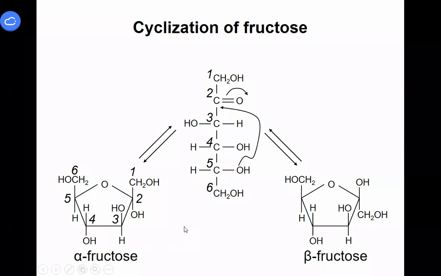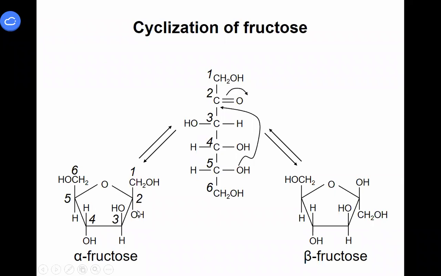But you should be able to look at a Haworth projection and tell me, is that an alpha sugar or a beta sugar? And the way you do that, again, just to reiterate, you look at the position of the OH on the anomeric carbon. And wait a minute, how do we tell which one's the anomeric carbon? It's the carbon that has 2 bonds to oxygen. So that'd be carbon 2. So even if you didn't see this Fisher projection, you should be able to identify that carbon 2 is the anomeric carbon because it has 2 bonds to oxygen.